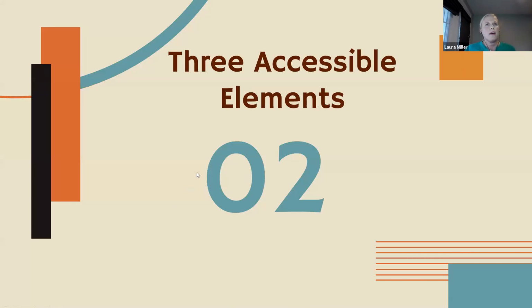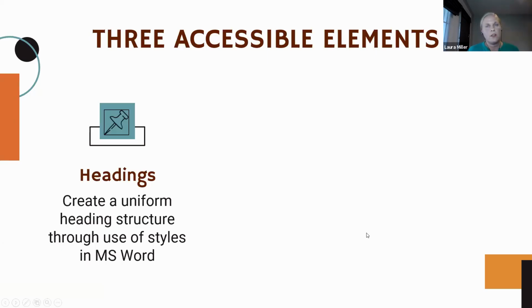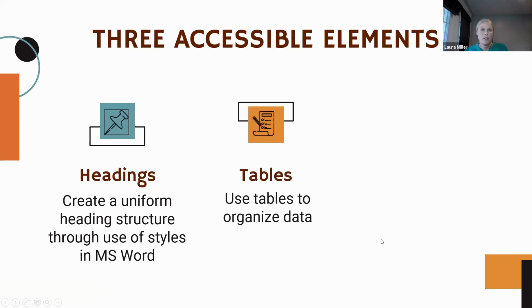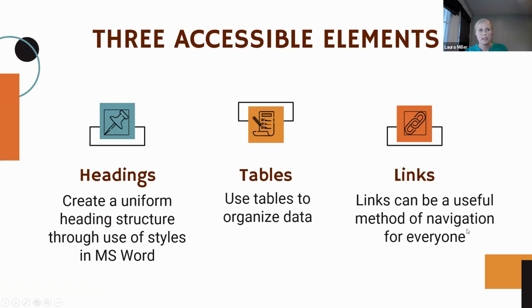So, three accessible elements that I want to focus on today. And like I said, there are many more, but these are the three that I think are the most common that we tend to use in our syllabi. The first one is headings. The second one is tables. And the third is links. Chances are many of you probably use one or all three of these in your syllabi.